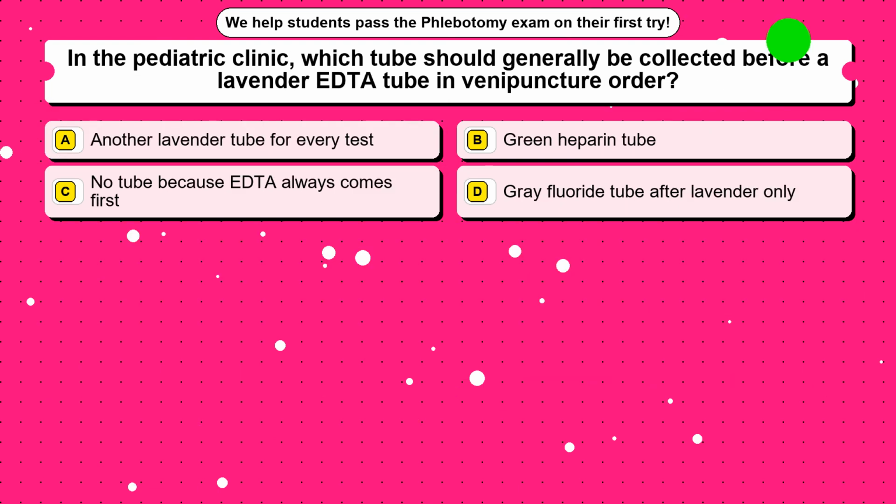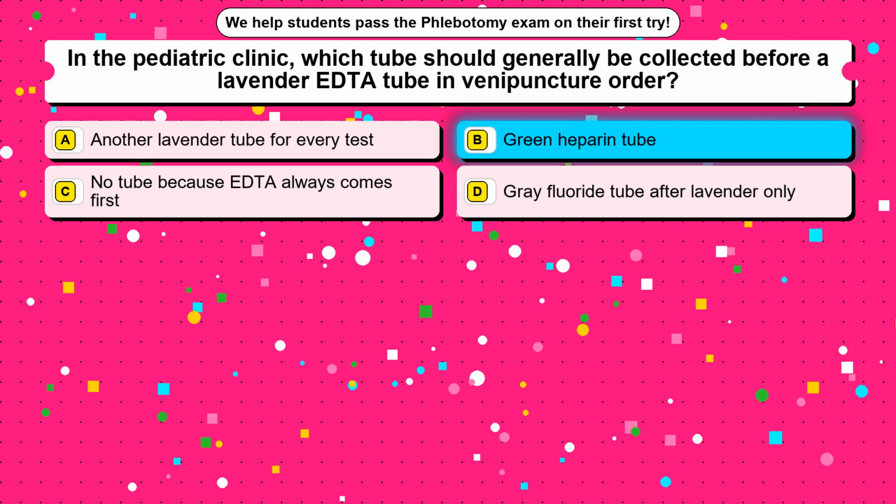Question 91. In the pediatric clinic, which tube should generally be collected before a lavender EDTA tube in venipuncture order? Option A. Another lavender tube for every test. Option B. Green heparin tube. Option C. No tube because EDTA always comes first. Option D. Gray fluoride tube after lavender only. The correct answer is option B.